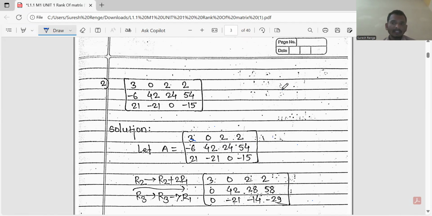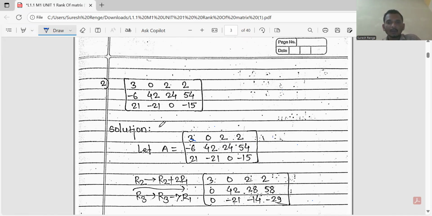Find the rank of the matrix by using echelon form. We are discussing this question number 2. The weightage for this question is 5 marks. Okay, let us discuss. The question is given. If you observe, a matrix is given, and we want to find the rank of this matrix.